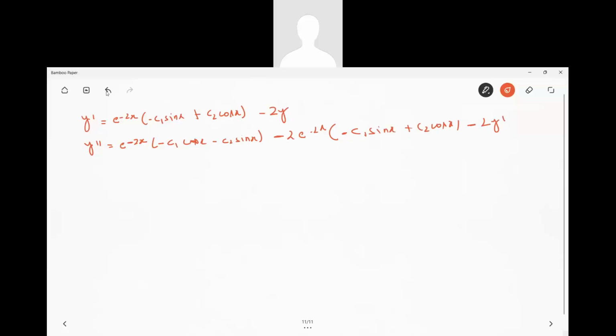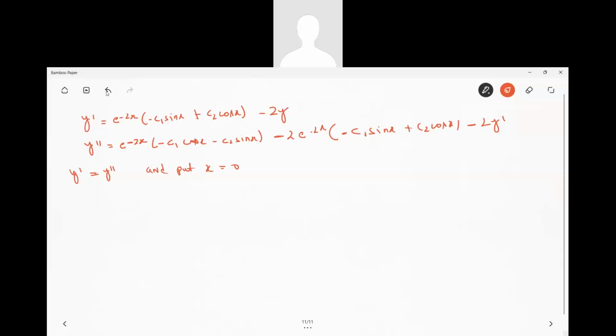So from the y dash equation, when we substituted y equal to 2 and x equal to 0, we got the value of C1. See, if we equate these two equations, y dash equals y double dash, and put x equals 0, what is going to happen?